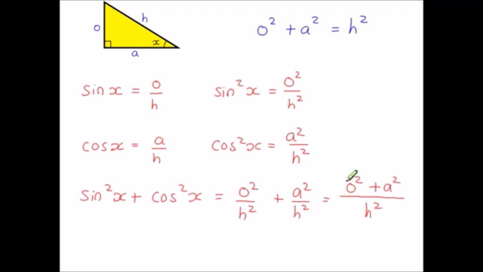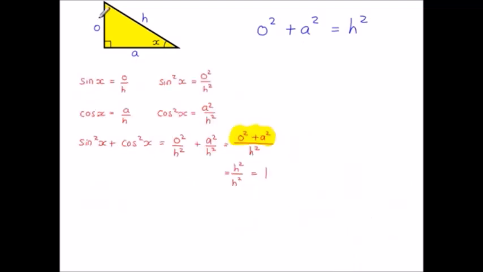So the numerator here is just H squared, which means if this is H squared and we're dividing by H squared, well, that's just equal to 1. So using some basic properties of a right angle triangle, Pythagoras' theorem, we've shown that sine squared x plus cos squared x is equal to 1.